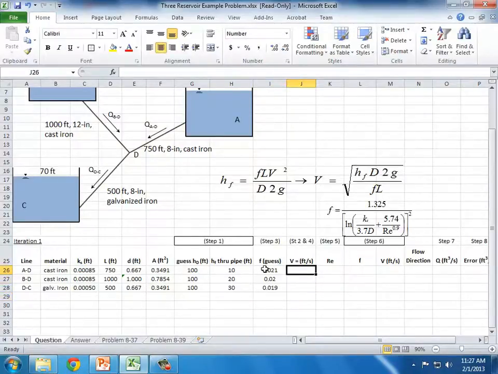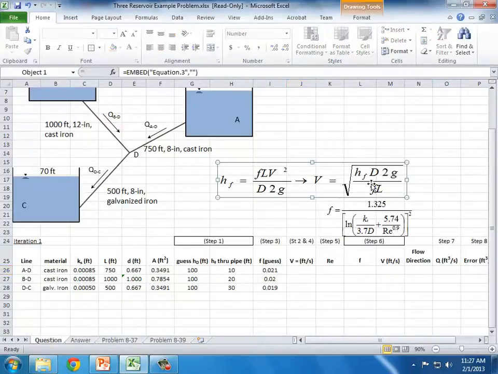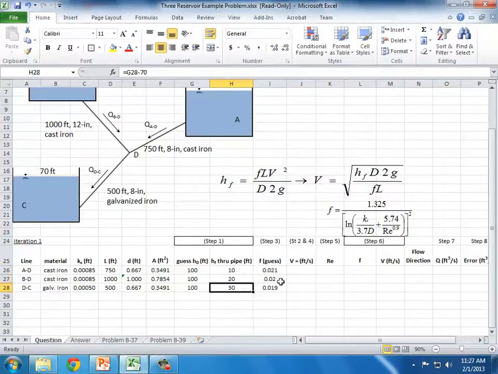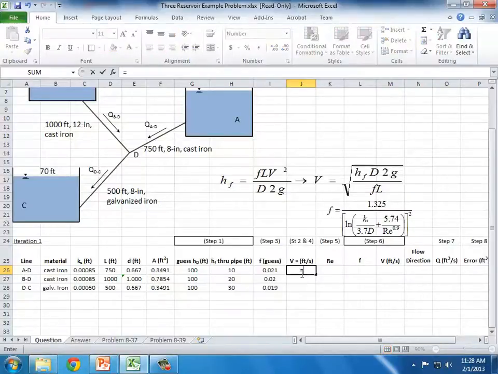Okay, so what will be the velocity if that is the F value? You can see that here on screen I've rearranged the Darcy-Weisbach equation to solve for velocity. So H sub F is known. That's this column that we defined here. H sub F is known, the diameter is known, G is a constant, F I've just guessed, and the pipe length is also given in the problem statement. So for each of these I'm going to calculate, if that's where the head at D is, and if that's the F value, what would be the velocity. So square root, actually let me zoom in a little bit.